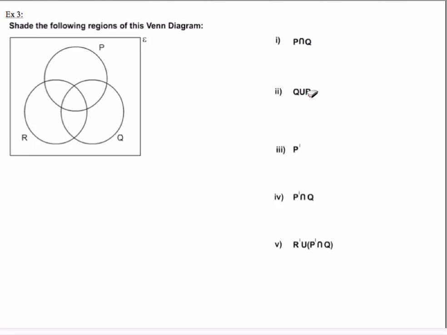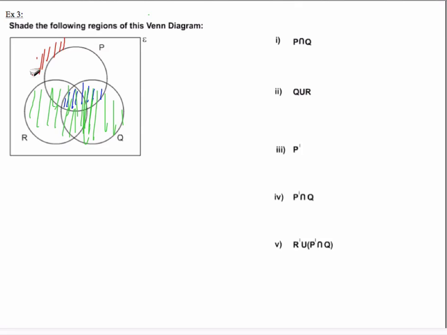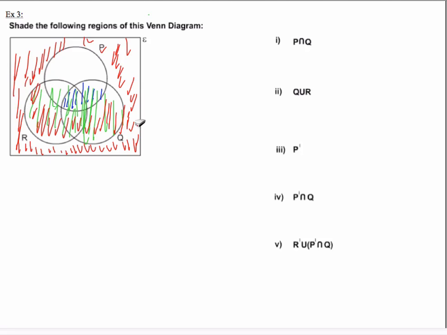Shade the following regions of this Venn diagram. P intersect Q, I'm going to shade that blue. So this is P intersect Q in blue. Q union R, that's everything in Q and R, so I'm going to shade all that green. Not P is basically everything not in P, so that includes these bits of the other circles there.